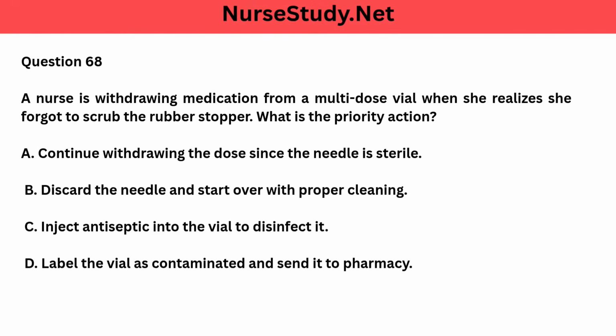Question 68. A nurse is withdrawing medication from a multi-dose vial when she realizes she forgot to scrub the rubber stopper. What is the priority action? A. Continue withdrawing the dose since the needle is sterile. B. Discard the needle and start over with proper cleaning. C. Inject antiseptic into the vial to disinfect it. D. Label the vial as contaminated and send it to pharmacy.